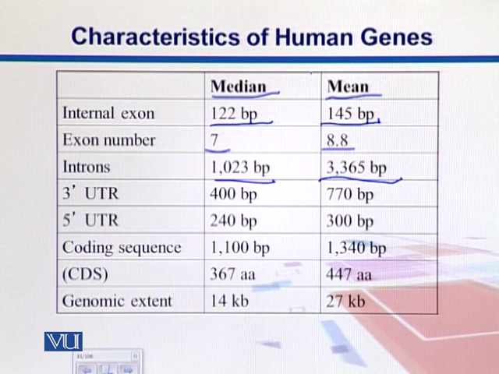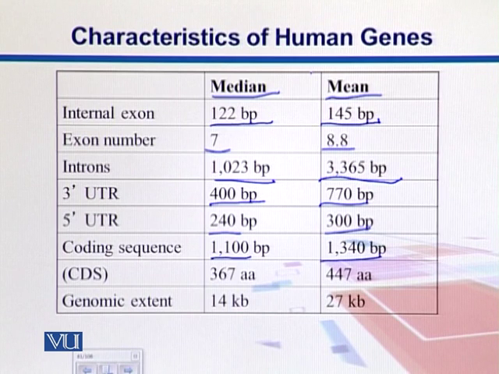3' UTRs are the untranslated regions towards the 3' side. The DNA gets transcribed into messenger RNA, and then the messenger RNA is translated. UTRs are that part of the messenger RNA which is not translated, but is transcribed into messenger RNA. The 3' UTRs are around 400 base pairs, the median I mean, with a mean of 770. 5' UTRs are 240 base pairs. Coding sequences are around 1 kb, with a 1.3 kb mean.